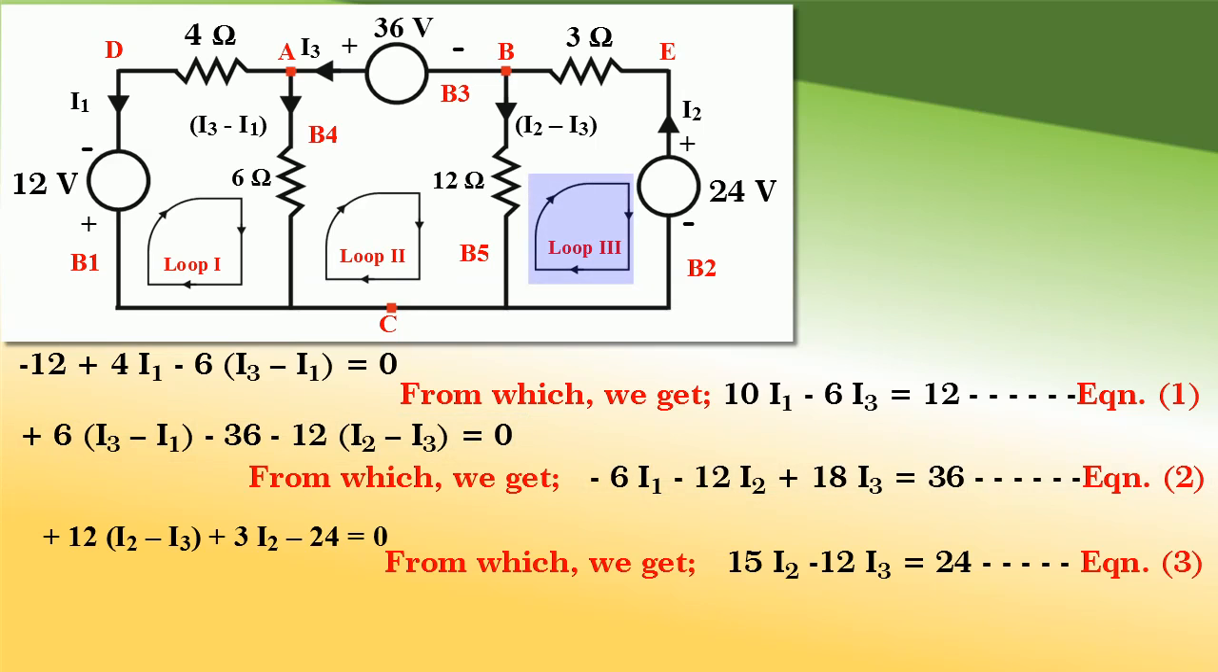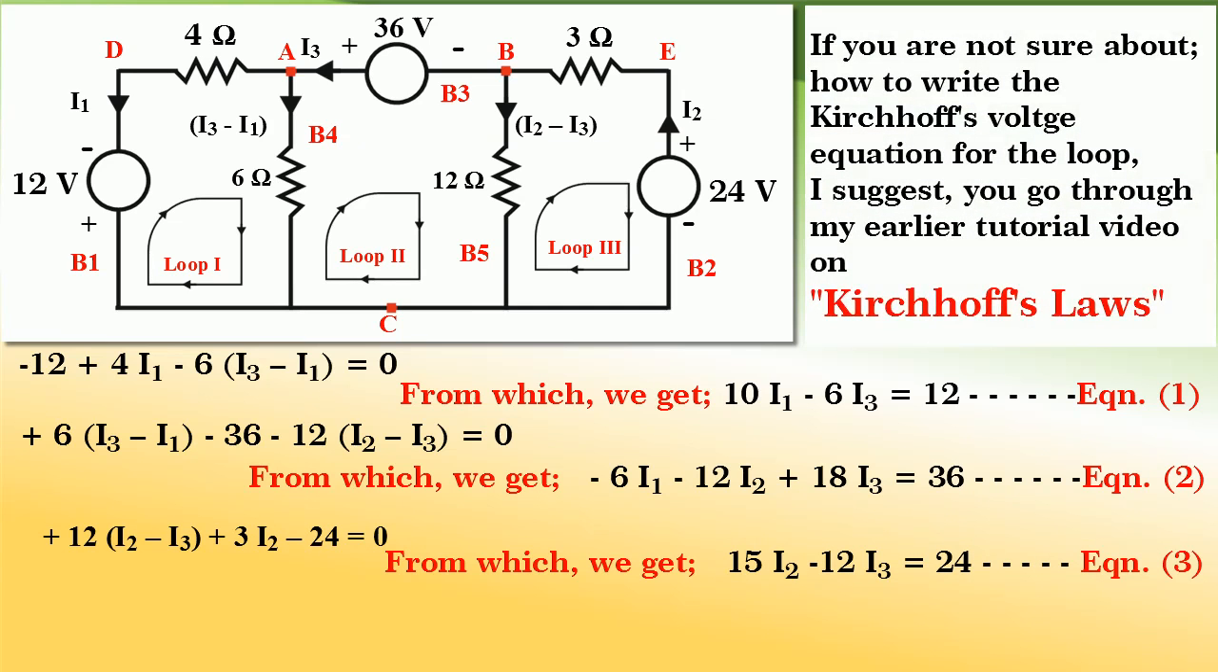Similarly, tracing loop 3 in the clockwise direction and writing the Kirchhoff's voltage equation, we get plus 12 into bracket I2 minus I3 plus 3I2 minus 24 is equal to 0. By rearranging it, we get 15I2 minus 12I3 is equal to 24. Let it be equation number 3. And if you are not sure about how to write the Kirchhoff's voltage equation for a loop, I suggest you go through my earlier video on Kirchhoff's laws.